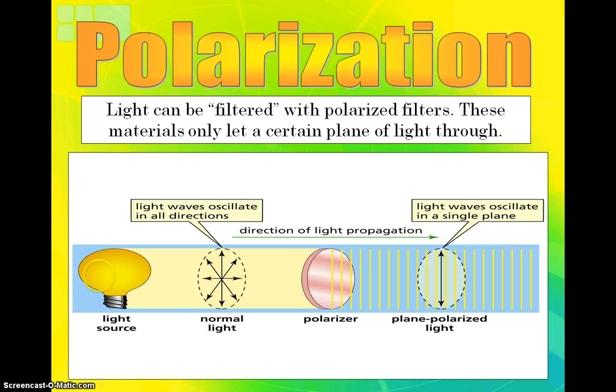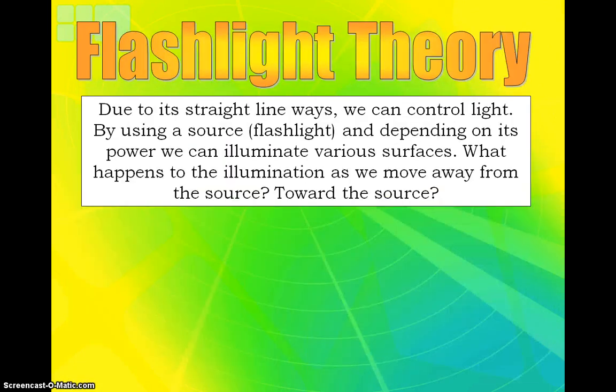You can see here, light is emitting waves that are oscillating in every plane, and then a polarizing lens will allow only light in one plane to pass through. So if you use multiple polarizing lenses, you can actually eliminate all of the light.